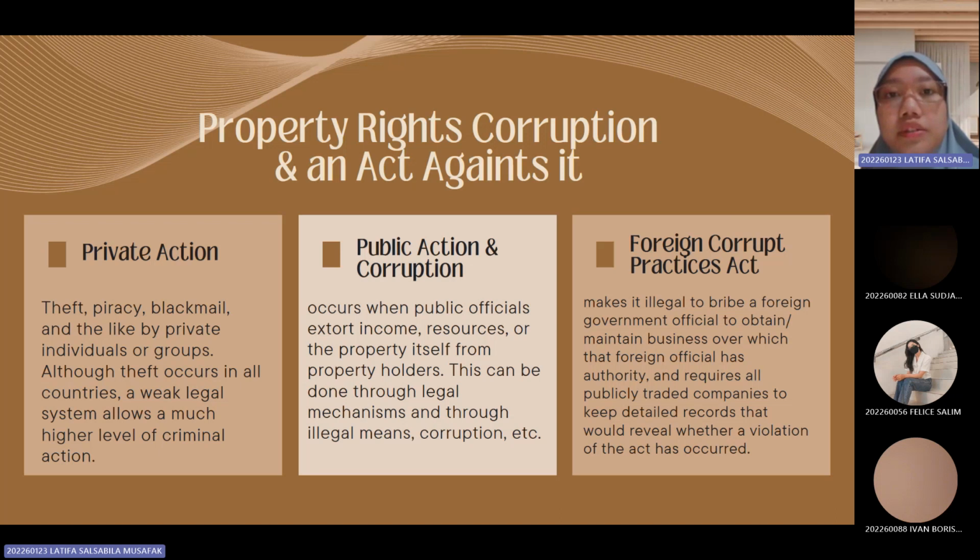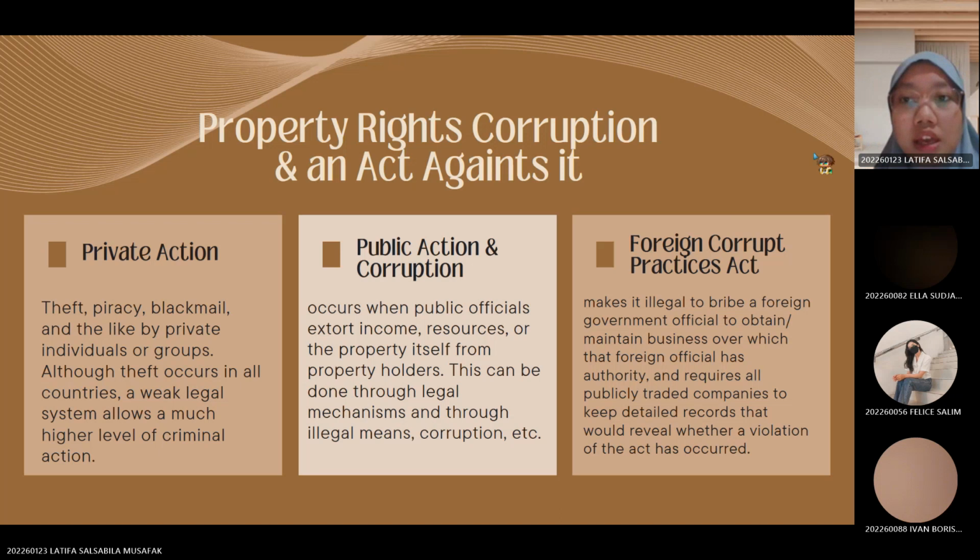So private action just refers to any kind of theft, piracy, blackmail, and the like by private individuals or also by groups. Although theft occurs in all countries, a weak legal system allows a much higher level of criminal action. Let's take blackmail against a government body, for example. I would argue that when a politician in the European Union is getting blackmailed, the case would be handled much more seriously and much faster compared to other countries where the legal system is more lacking and less strict.